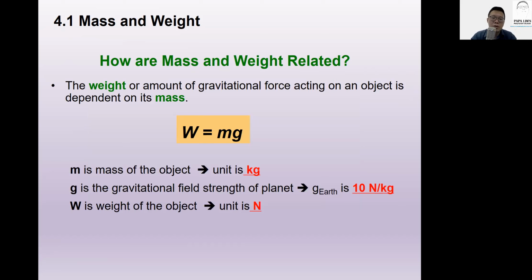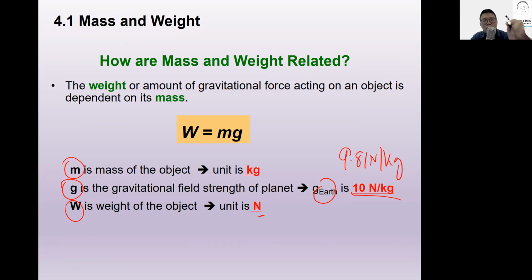And I actually have a formula for it. The formula for weight is W = mg, where m is the mass of the object and g is the gravitational field strength of the planet. For example, on Earth, the gravitational field strength is 10 Newton per kg. In some books, you'll find that it is 9.81 Newton per kg, which is the more accurate version. But for upper secondary 3 and 4, or what we call Year 9, Year 10, we round it off to a whole number, 10 Newton per kg, for ease of calculation. And W is the weight of the object, and the unit is Newton.